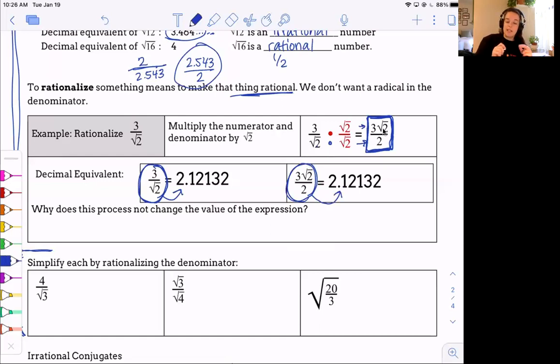Why does this process not change the value of the expression? Because when you multiply times square root of 2 over square root of 2, what is square root of 2 over square root of 2? What's any number divided by itself? Yeah, it's just 1. Absolutely excellent, David. It's just 1. So all I'm doing is multiplying times 1. Multiplying times 1 is never going to change my problem, right? It's just going to make it look different. So the idea here is that I'm making it look different so it's easier for me. I'm getting a more useful version of this.